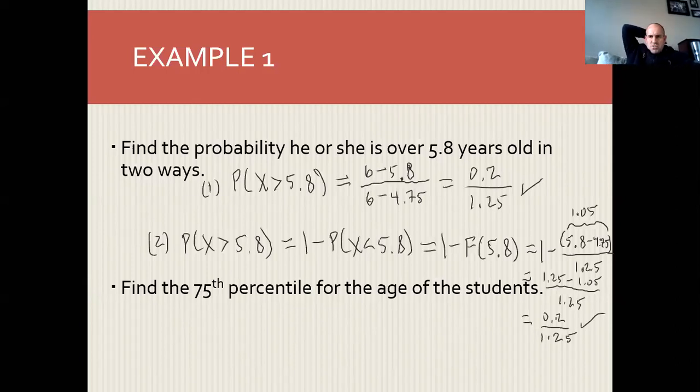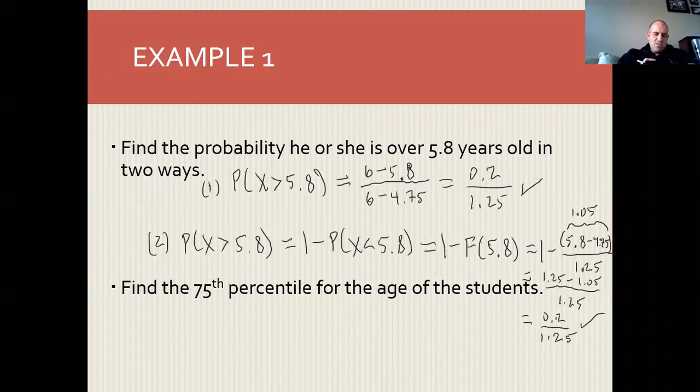Find the 75th percentile for the age of the students. Okay, well, what do I mean by the 75th percentile? Well, that means it's a number such that 75% are below it. Like you've probably taken things like the SAT before, and you've heard things like you're at the 60th percentile or the 90th percentile, which means that 90% of the individuals are below you. 90% of the data is basically to the left of you.